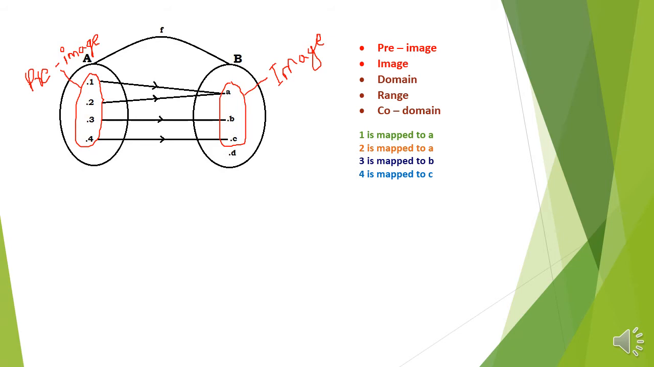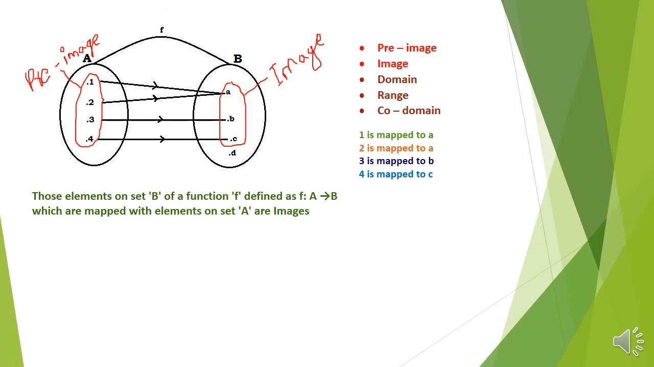To be an image, they have to be mapped with an element in A. A सँग इमेज हुनको लागि A सँग भएका एलिमेन्ट सँग म्याप हुनै पर्यो, जुन एलिमेन्ट म्याप भएको छैन त्यो इमेज पर्दैन. And for a function, all the elements in the set A must be mapped, so all the elements in the set A are pre-images and the elements in the set B which are mapped with set A are called images. You can see those elements in the set B of a function f defined as f takes a to b which are mapped with the elements in set A are images. Image को definition हो यो: those elements in the set B which are mapped with the elements in the set A are called images, and the definition of a pre-image is the elements in the set A are pre-images.